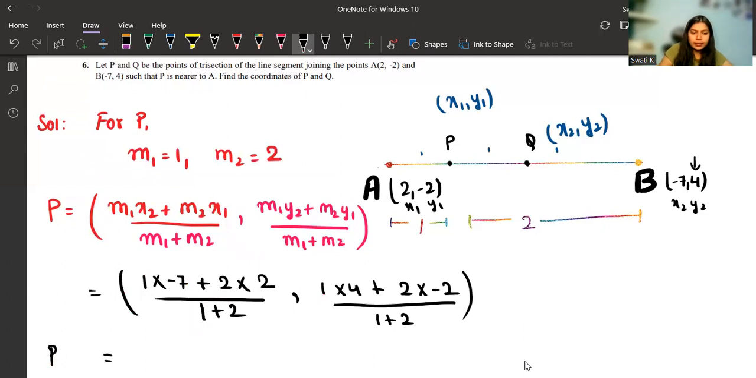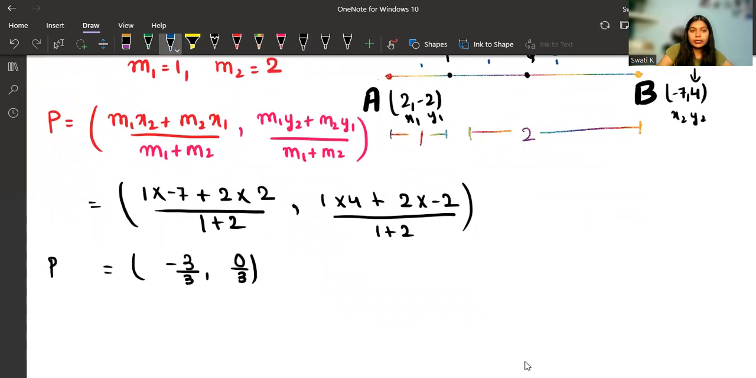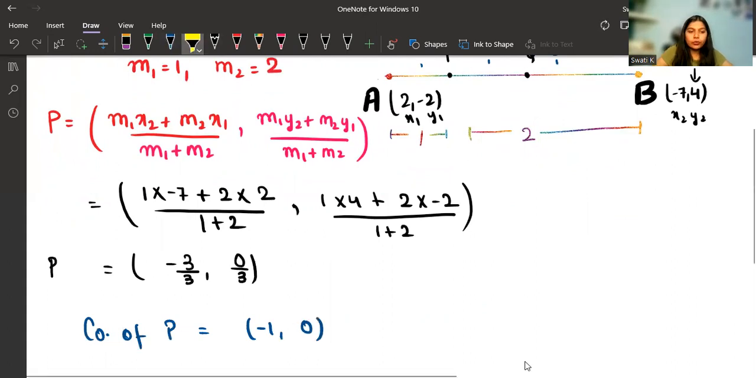And that is minus 7 plus 4. I'm just going super quick here. Minus 7 plus 4 is going to be minus 3 upon 2 plus 1 is 3. And this one is going to be 4 minus 4, which is 0 upon 3. So what is the value of P? What is the coordinate of P we got? The coordinate of P we got is minus 3 upon 3, which is nothing but minus 1, and this is 0. So we got the coordinate of P, which is minus 1, comma 0.